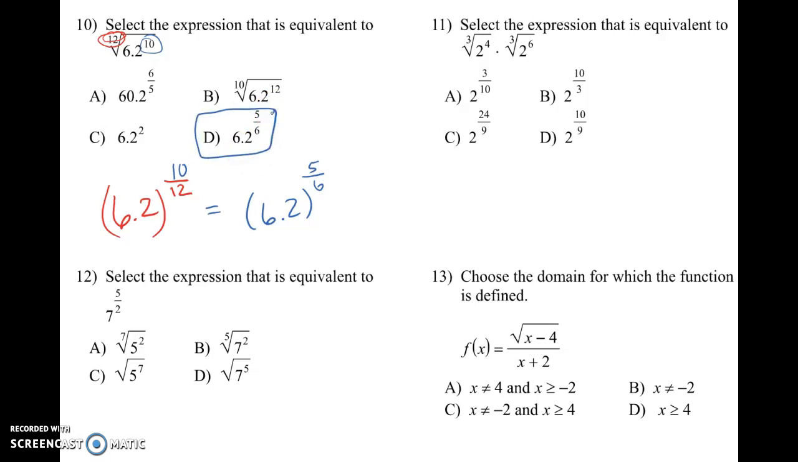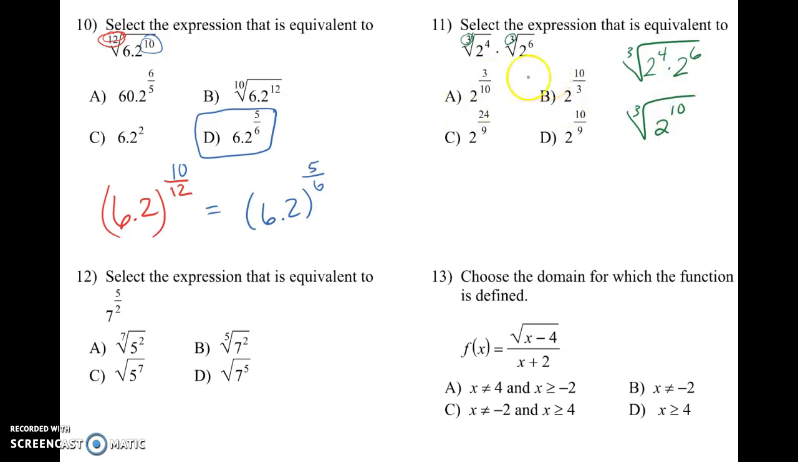Number 11 says select the expression that is equivalent to this. Now remember with radicals, if they have the same root, so this is a 3 and this is a 3, you can multiply the insides. So I have the third root of 2 to the 4th times 2 to the 6th. Because these two have the same base, you can add those exponents, and I get the cube root of 2 to the 10th.